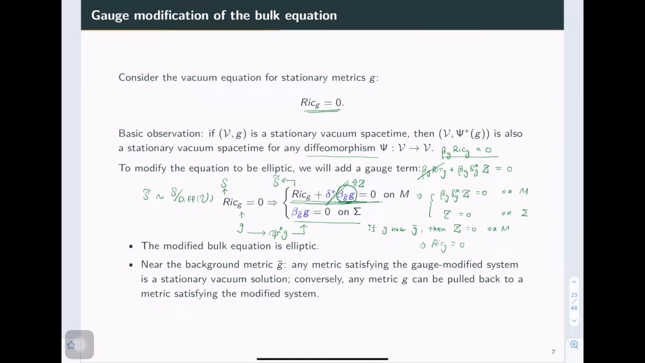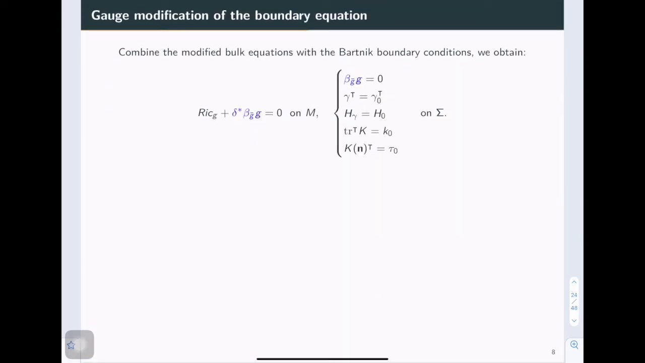Now, with this bulk equation being elliptic, we can add to it the Bartnik boundary conditions. So we establish this boundary value problem where the bulk equation is the gauge modified Ricci flat equation, and the boundary conditions consist of the boundary condition for the gauge vector field and the Bartnik boundary conditions which we introduced before. We would like this to be a well-posed elliptic boundary value problem. However, we can easily observe that there are 10 bulk equations but 11 boundary conditions.